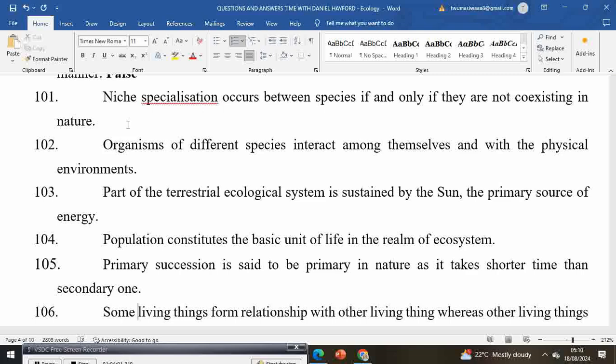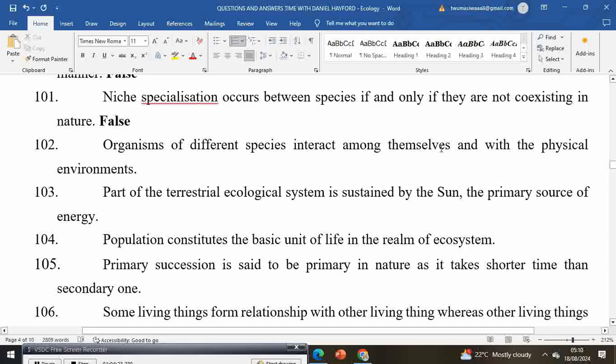Niche specialization occurs between species if and only if they are not coexisting in nature. This statement is false. Niche specialization occurs between species when they coexist, rather. So the phrase not coexisting makes it false.